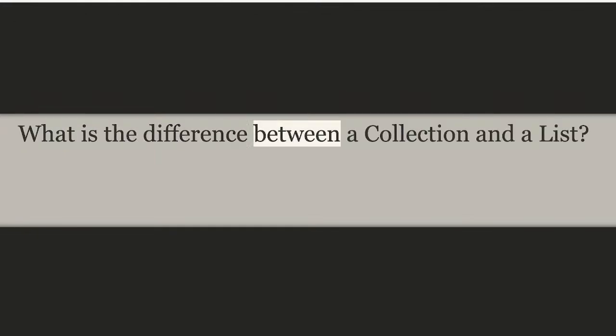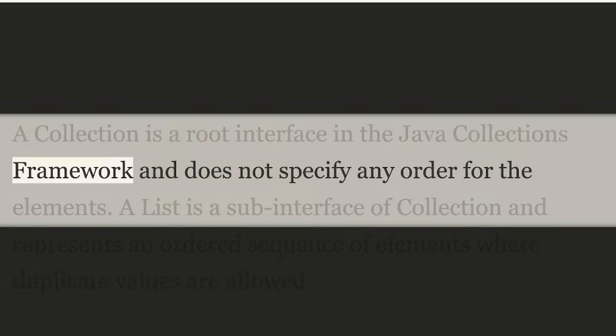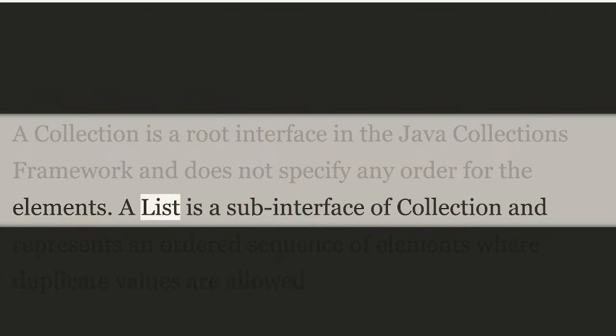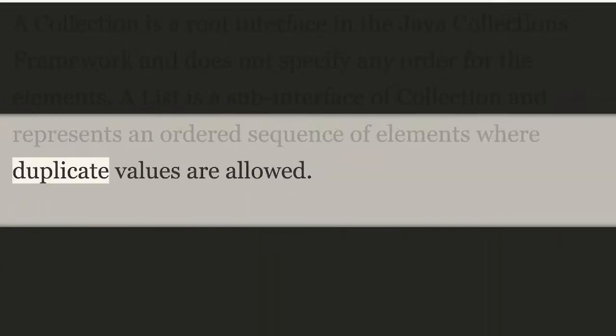What is the difference between a collection and a list? A collection is a root interface in the Java Collections framework and does not specify any order for the elements. A list is a sub-interface of collection and represents an ordered sequence of elements where duplicate values are allowed.